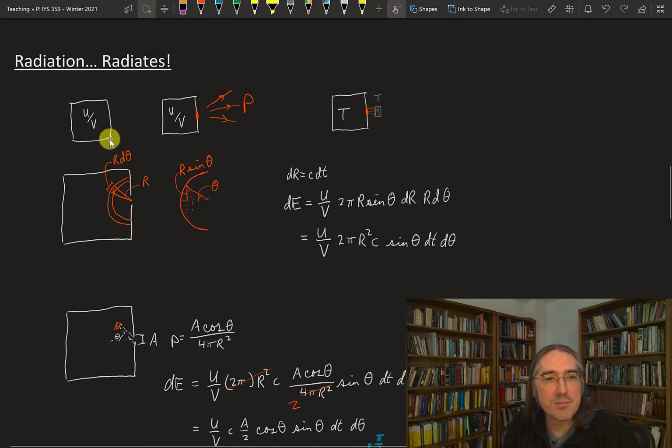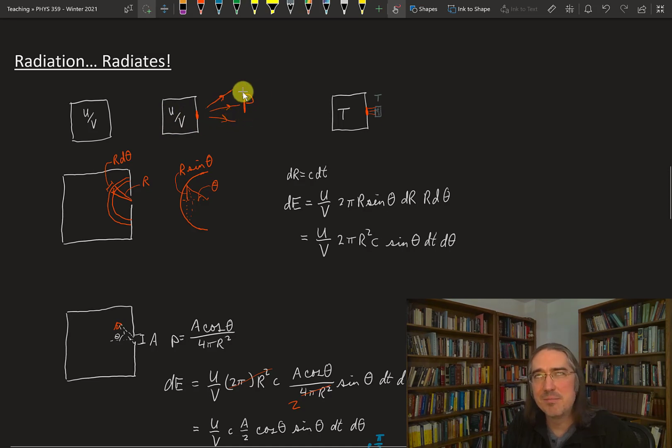So if I've got my photons in a box, I've got some energy density inside the box. There's some energy density there. If I poke a hole in the side of my box, like so, now that energy can escape.